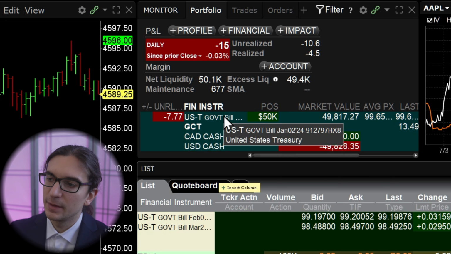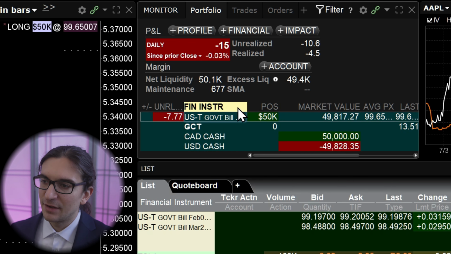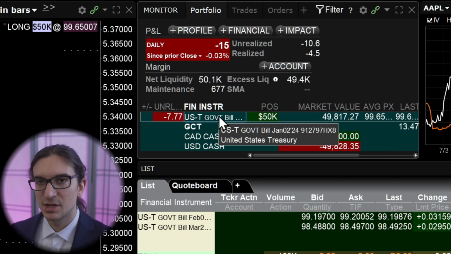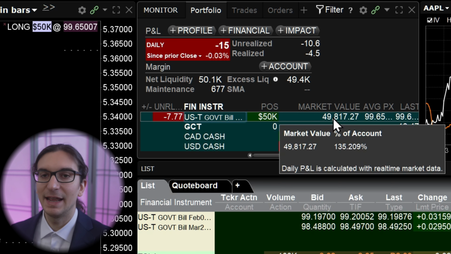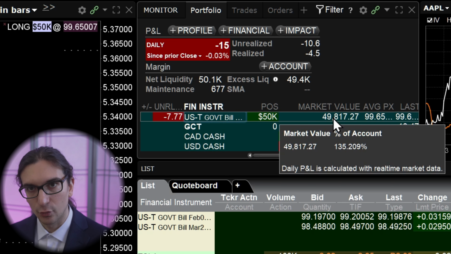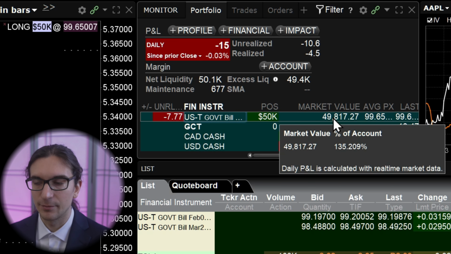So what this would do for me as a trader is I have this position of treasury bills, and this position is actually earning me interest. I purchased these treasury bills at a discount. So the way treasury bills work is you purchase them at a discount from their face value, and upon the maturity date, they pay you the full value of the bill.